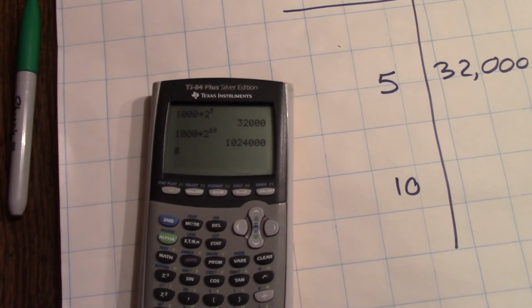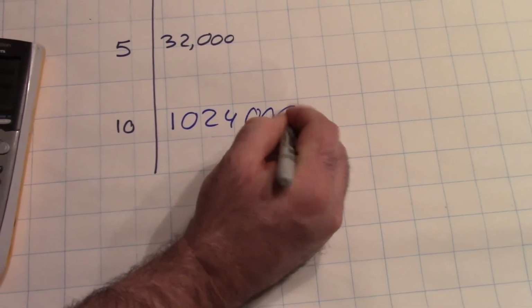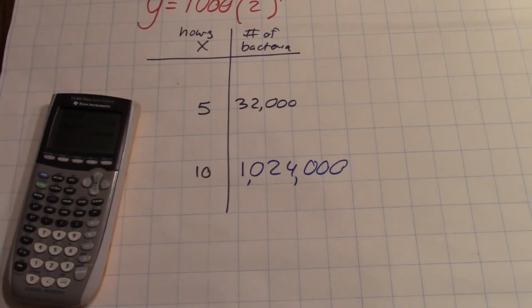Yeah, it's a lot bigger. Okay, it's not 64,000. Hey, it is. It's a million. It's a million. Great guess. Look at me. Good job. It's close, but not really. Okay, so it's going to be a million after 10 hours.